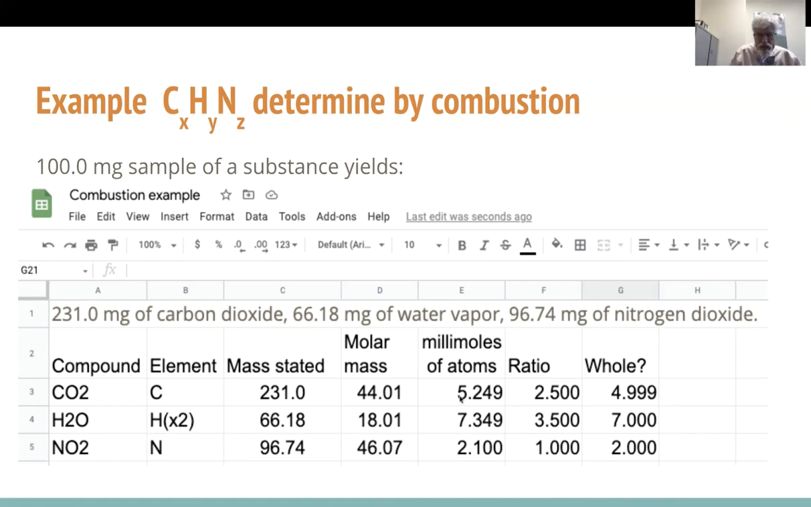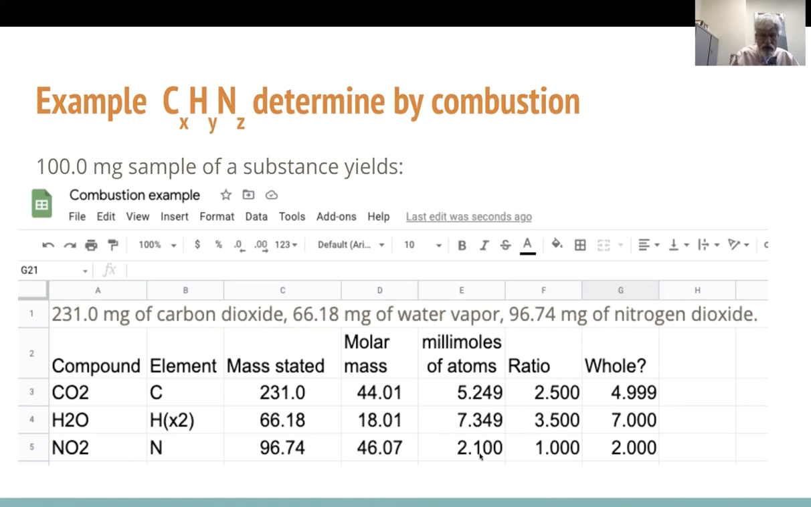So what have I done here? Since it was milligrams here, these are the millimoles of atoms that were present. Milli is simply 1/1000. And so I have 5.245 millimoles of carbon atoms, 7 millimoles of hydrogen atoms, and 2.1 millimoles of nitrogen atoms in my 100 milligram sample. What did I do here? I took the number 2.1, it being the smallest, and divided it into each of these.